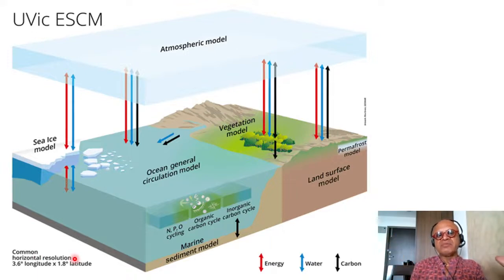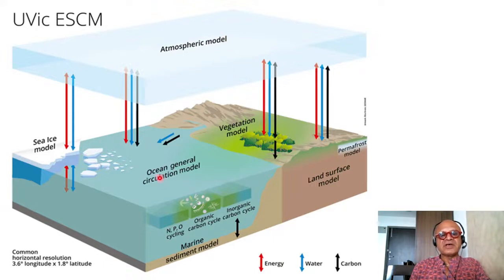You can imagine that means that orographic features like the Himalayas, Andes, the Rockies and so on are going to be very coarsely represented. Coastlines are going to be very coarsely represented. Processes being resolved are very coarse. 3.6 degrees longitude is 360 kilometers, and 1.8 degrees latitude, depending on what latitude you are in, is almost 200 kilometers. But it does energy exchange, water exchange, and carbon. So it's important that it does the carbon cycle in some ways, and has a sea ice model.